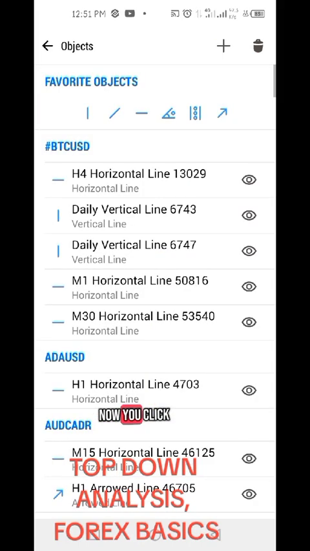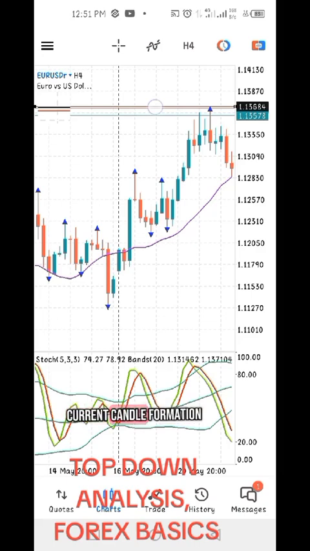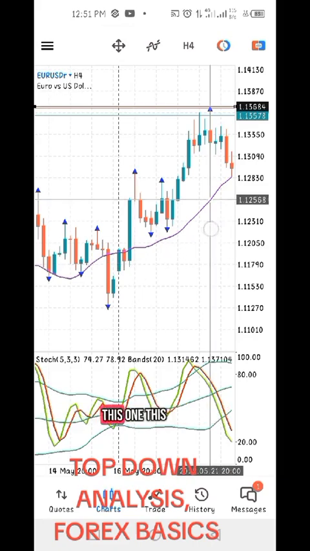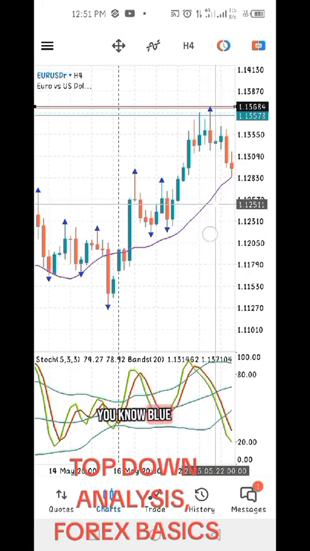Now you click on that thing. Then you click on horizontal line. You click on it. Then you just click on your MT5 again. It will bring that line. Now you are going to mark that line first at the highest, at the peak of that current candle formation. And this is our proposed current candle formation. This one, this red one, that is having a blue arrowhead like this. Are you getting it now?